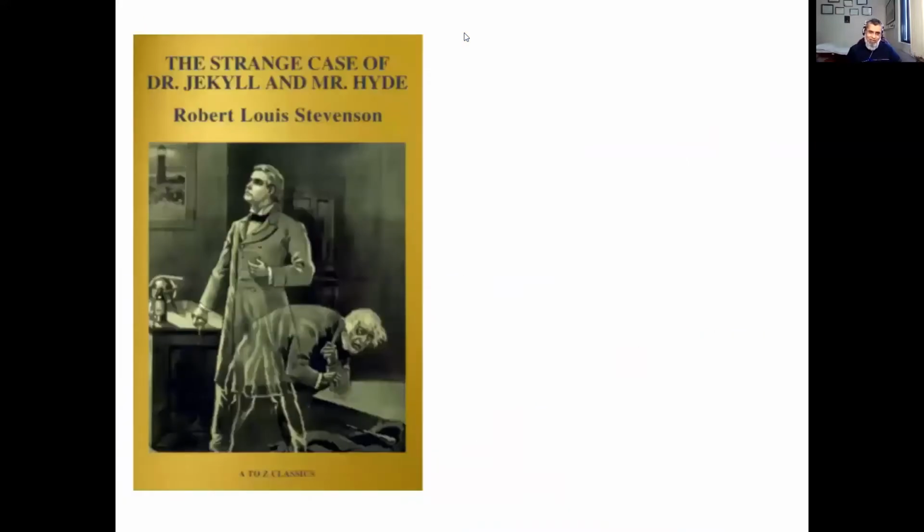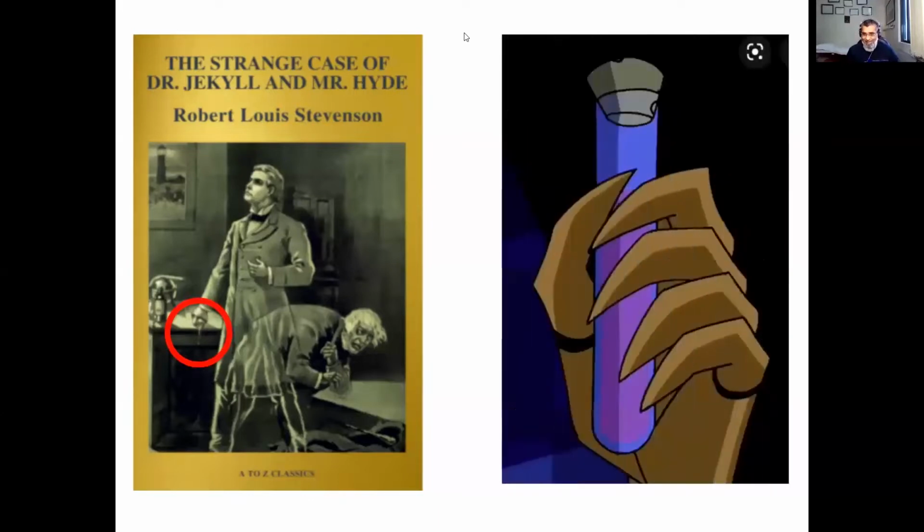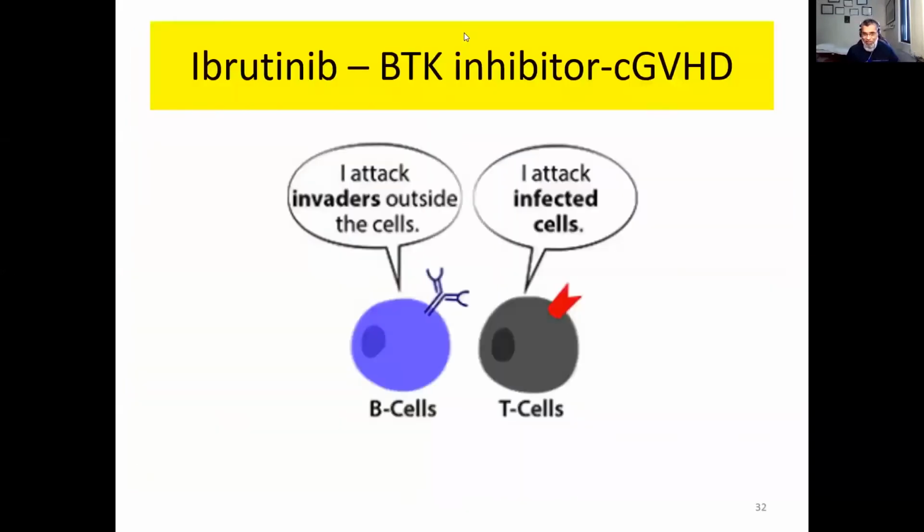So here's our dilemma. You have Dr. Jekyll and Mr. Hyde, and what converts Dr. Jekyll to Mr. Hyde is this serum that Dr. Jekyll invented in his lab. He drinks that and he becomes his alter ego, the murderous, corrupt Mr. Hyde instead of the good self, Dr. Jekyll. And we need to find this serum. We need to find out what converts good T cells to bad T cells so we could control it and control GVHD.